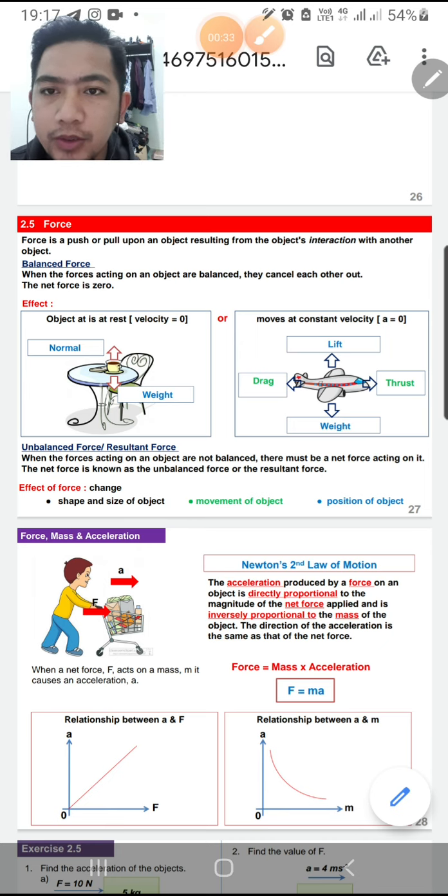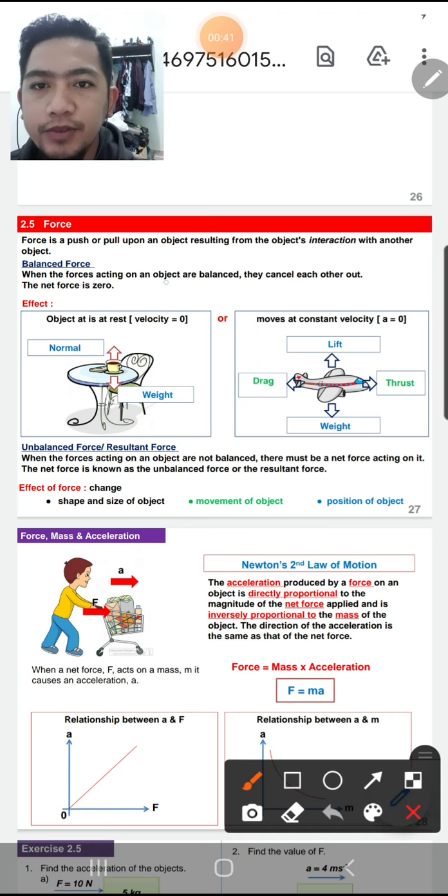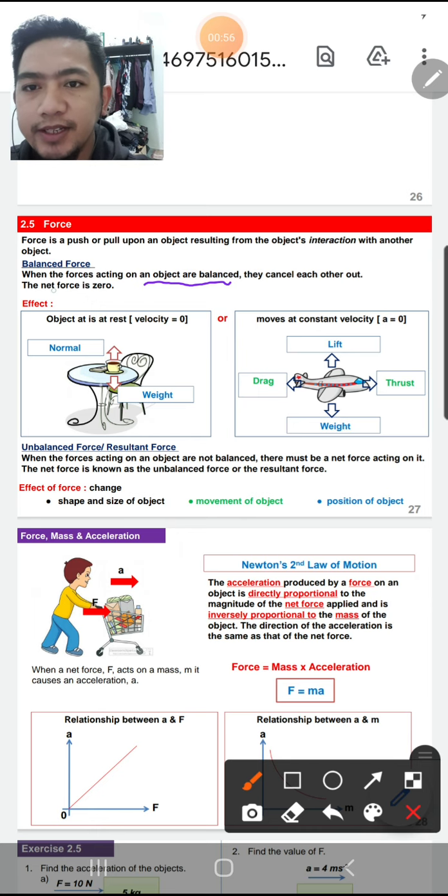Alright. So what is balanced force? Balanced force is when the forces acting on an object are balanced. Means the pull and the push force is equal, right? They cancel each other out. And then the net force is zero.